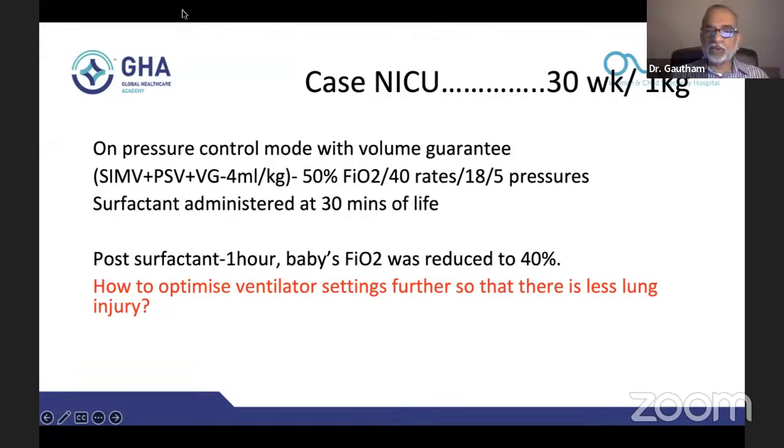Okay. Any comments from the group? So we have a question from the previous scenario by Dr. Bikramjeet from Kolkata. Dr. Bikramjeet asked that you have HFO plus VG in the unit, as well as assist control with volume guarantee. So given availability of both the equipments, which one should we choose as the first choice? Are those the only two choices? They are the only two choices, sir, in the question.